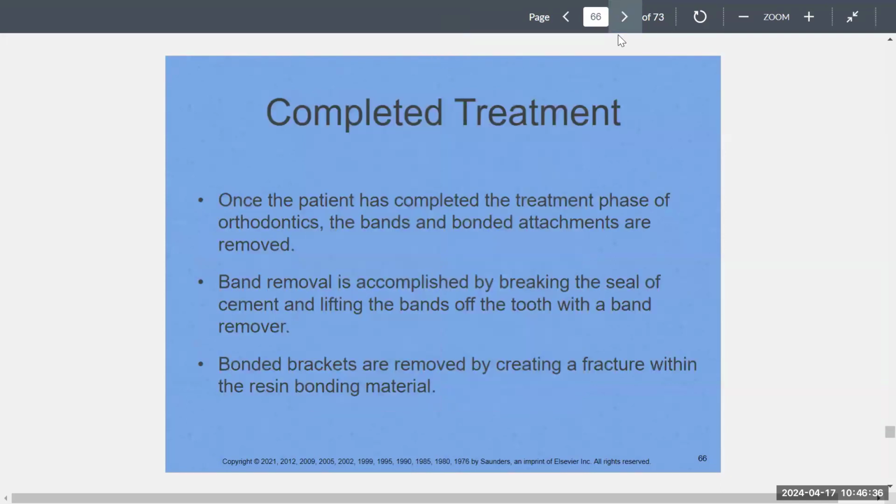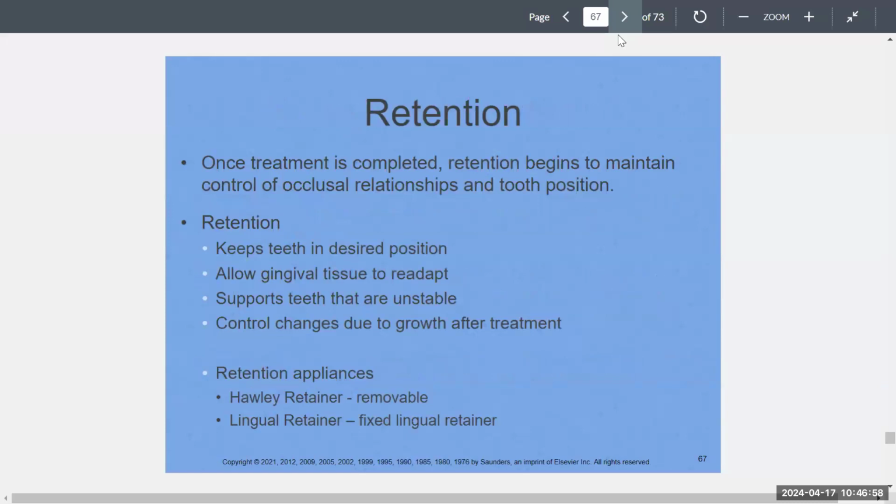Completed treatment, the way it was placed on is the way it's going to be removed. So once the patient has everything removed, the band is removed by breaking the seal of the cement. You want to lift the bands off, and then the bonded brackets are removed by fracturing, by creating a fracture within the resin bonded material. And then, of course, you want to have retention, right? And how are you going to do retention? By an appliance. Maybe you'll use a Hawley retainer appliance or maybe even a lingual retainer appliance. The lingual retainer appliance is fixed. That's when the brackets go on the lingual surface and they are bonded on that, okay?